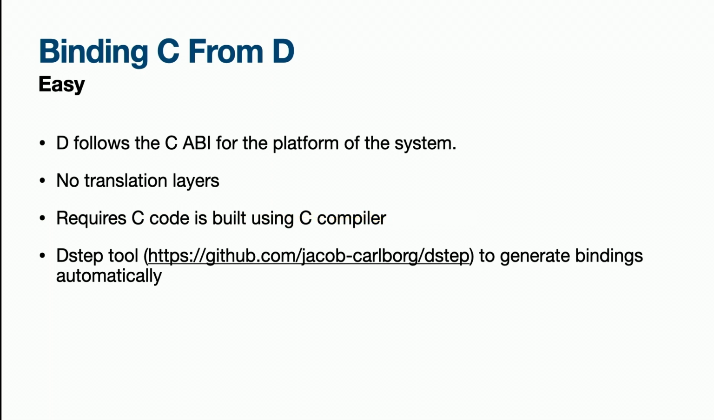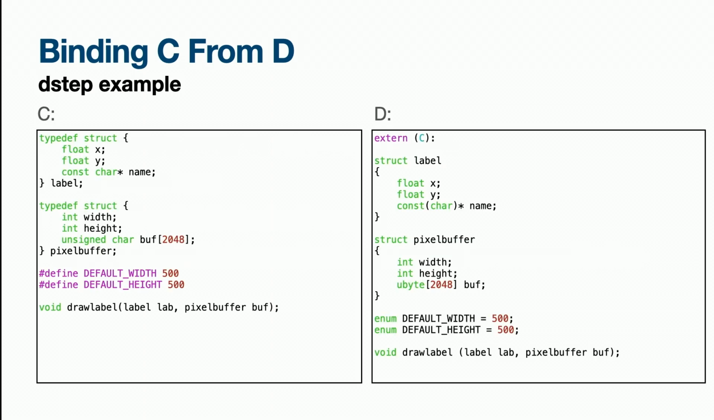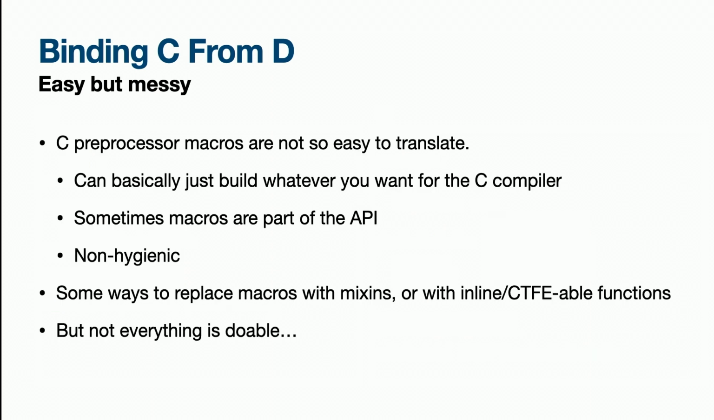A great tool that we use, and this is how I make the raylib-d binding, is dstep, made by Jacob Karlberg, and it generates bindings automatically from C headers. This is kind of an example. If you have the following C code on the left here, which has some types and some pound defines and a function prototype, you get that on the right. All pretty straightforward, this is not complicated stuff, but it's not perfect. It's a little bit messy.